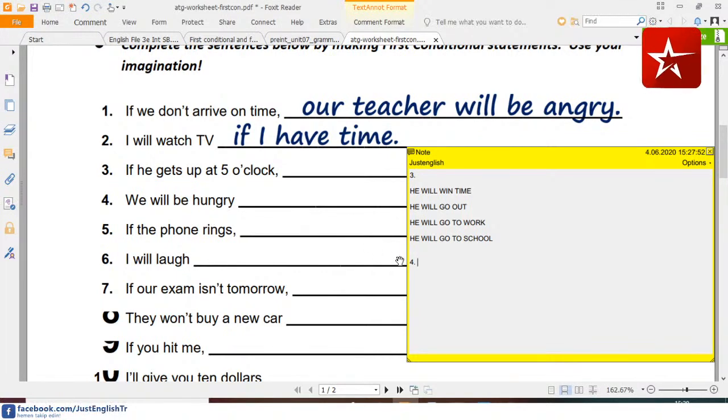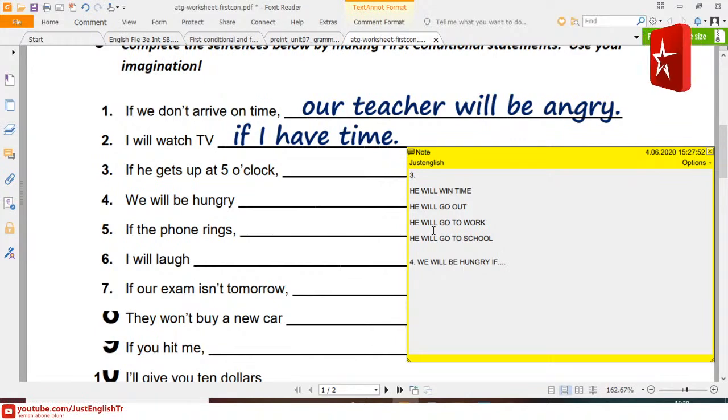We will be hungry. We will be hungry if what? Number 4. We will be hungry if we don't eat. We'll go somewhere for dinner at night, Tuko says. Christopher says if we don't eat anything.